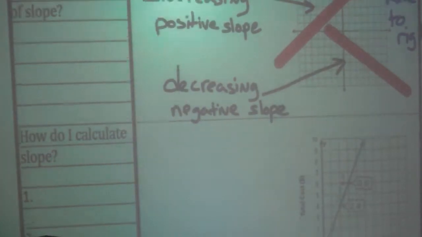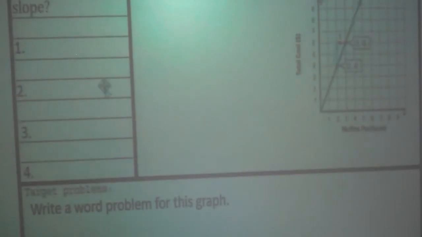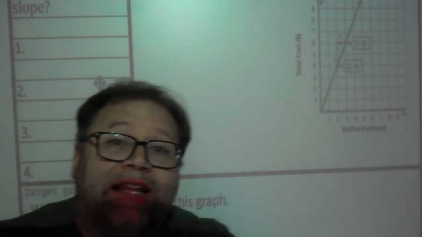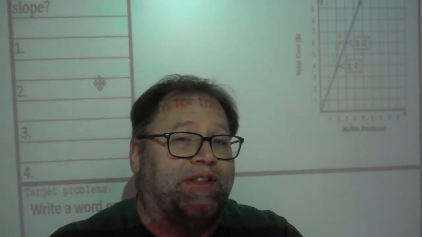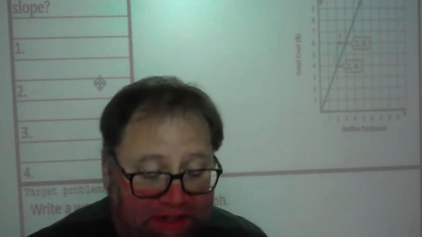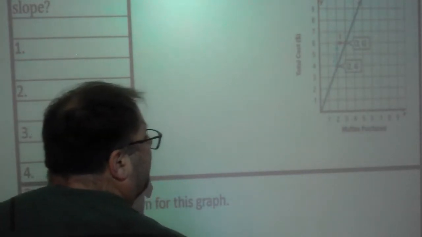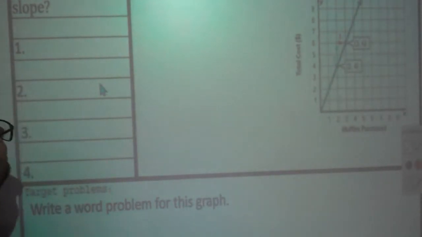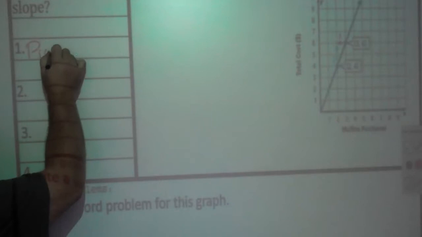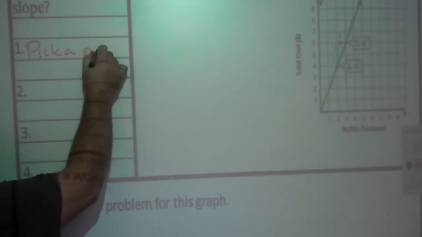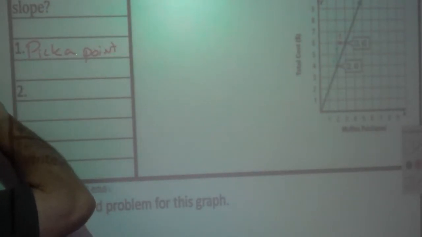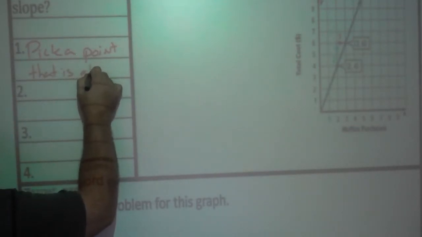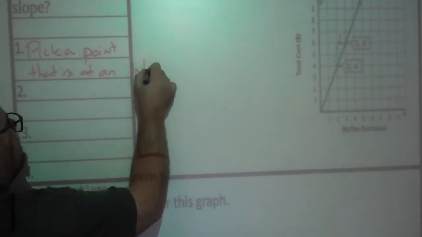So how do we calculate slope from a graph? Now, when we calculate slope from a graph, this is really simple. I can't make anything more simple than this. It's all going to be about the mechanics and how you do this to make sure you're doing it correctly. So when we talk about finding this from a graph, the first thing we're going to do is pick a point that is at an intersection.